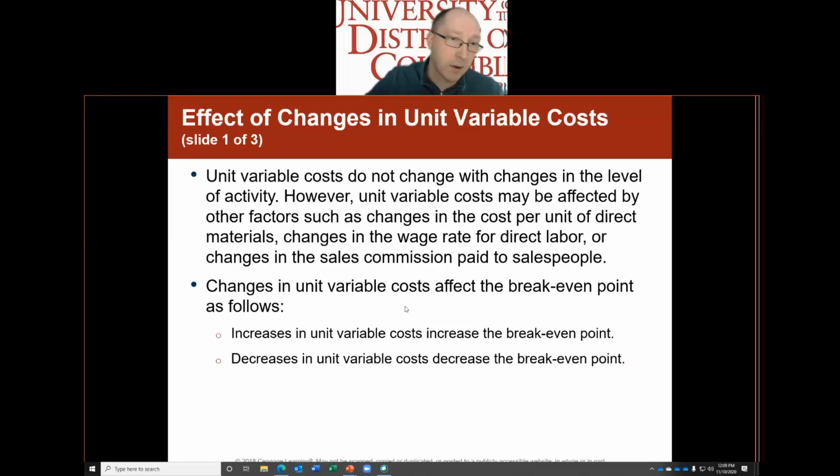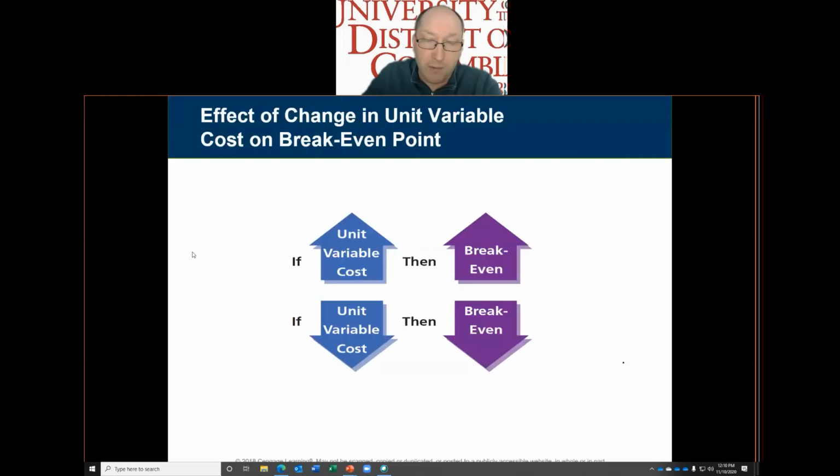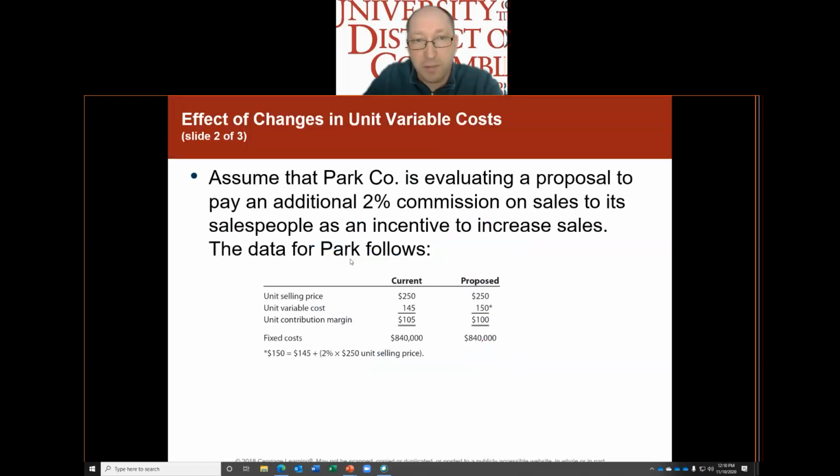Now, sometimes our unit variable costs will change. This comes from a change in direct materials price, a change in the hourly wage rate, those types of things. Because as you know, direct materials and direct labor equal the variable cost. If I have a change in direct materials or direct labor or both, this will clearly also have a change on my break-even point. And it follows the same relationship. If unit variable costs increase, that means my break-even point increases. Opposite is also true. So let's look at it from this example.